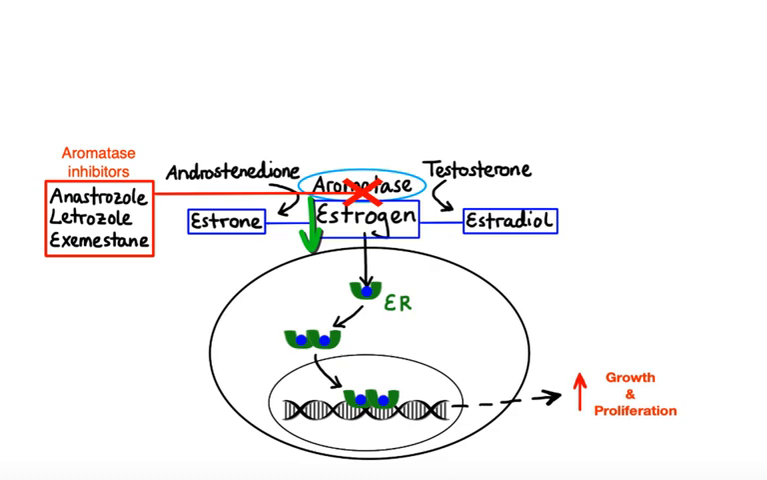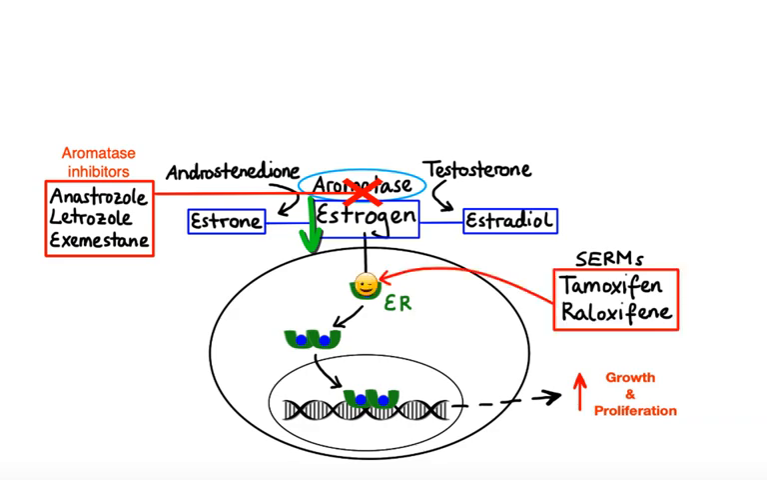Now, the second estrogen sequestering method is to interfere with the binding of estrogen to the estrogen receptors. This can be accomplished with the use of selective estrogen receptor modulators, SERMs for short, such as tamoxifen and raloxifene. In hormone receptor positive cancer cells, these agents competitively bind to the estrogen receptor protein and adopt a different conformation to the one seen with estrogen bound.